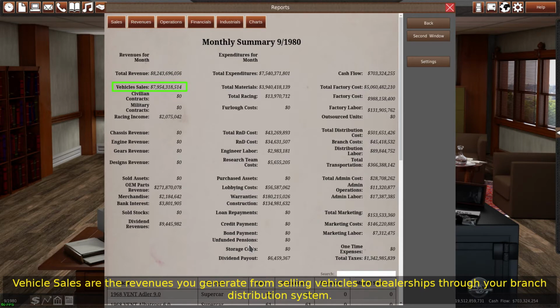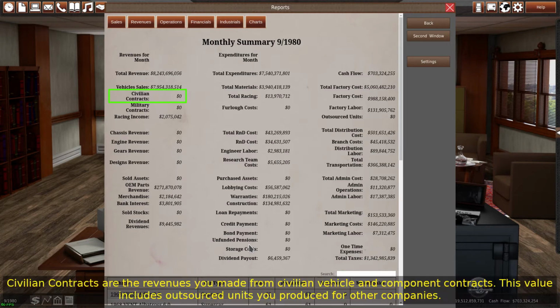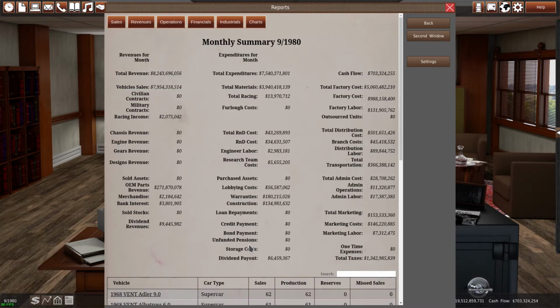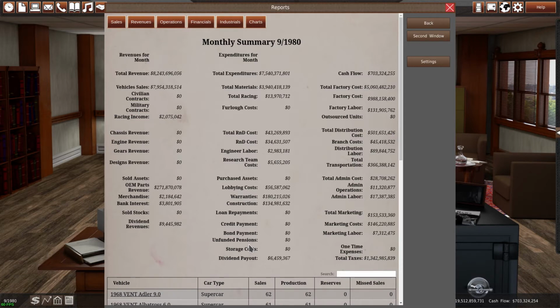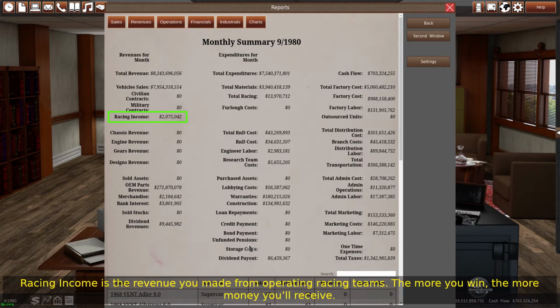Vehicle sales are the revenues you generate from selling vehicles to dealerships through your branch distribution system. Civilian contracts are the revenues you made from civilian vehicle and component contracts. This value includes outsourced units you produced for other companies. Military contract is the same as civilian contracts, except this is specifically for revenues made from militaries. Racing income is the revenue you made from operating racing teams. The more you win, the more money you'll receive.